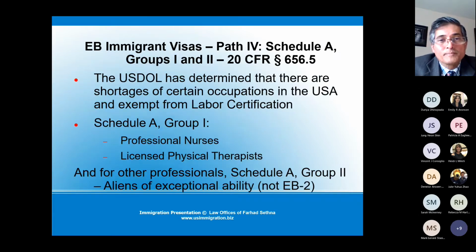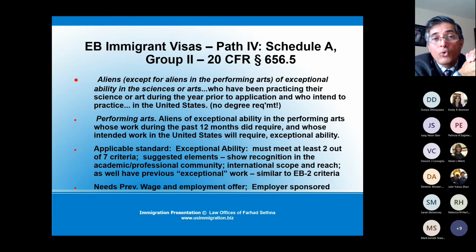Okay, there's also Schedule A groups 1 and 2, which are for people with shortage occupations, which are at this point in time professional nurses and licensed physical therapists. There's also group 2, which essentially almost looks like the O, or outstanding ability alien, who can qualify for permanent residency with the direct filing of the I-140 if they qualify for Schedule A Group 2. We'll avoid all the dense text because I'm pretty much out of time at this point in time.